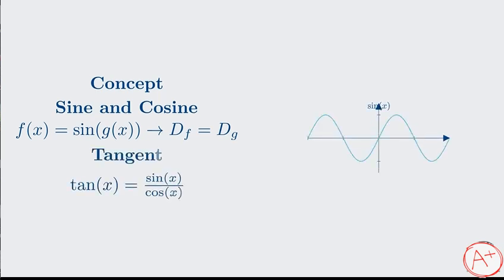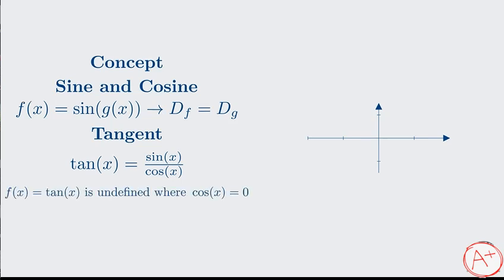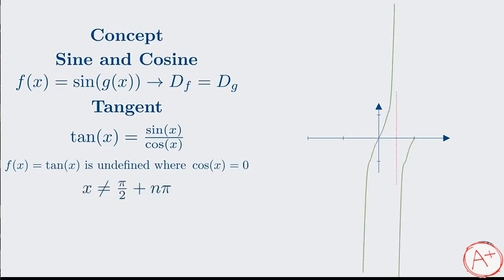The tangent function is different. Since tangent x equals sine x over cosine x, it is undefined whenever the denominator, cosine x, is 0. Specifically, f of x is tangent of x is undefined where cosine of x equals 0. This occurs at 90 degrees, 270 degrees, and so on.